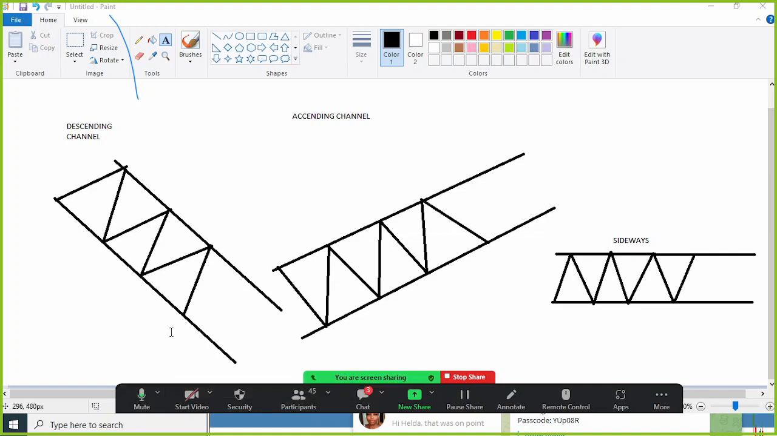Okay, so we have the various types of channels here. The ascending, this is the ascending. We have the descending over here, and then the sideways also here. And somebody asked the question that when we are drawing the channels, should we consider the bodies or the wicks? So anytime you are drawing, you are using a trend line, please do well to ignore the wicks, and then mark the opens and then the closes that you can identify.